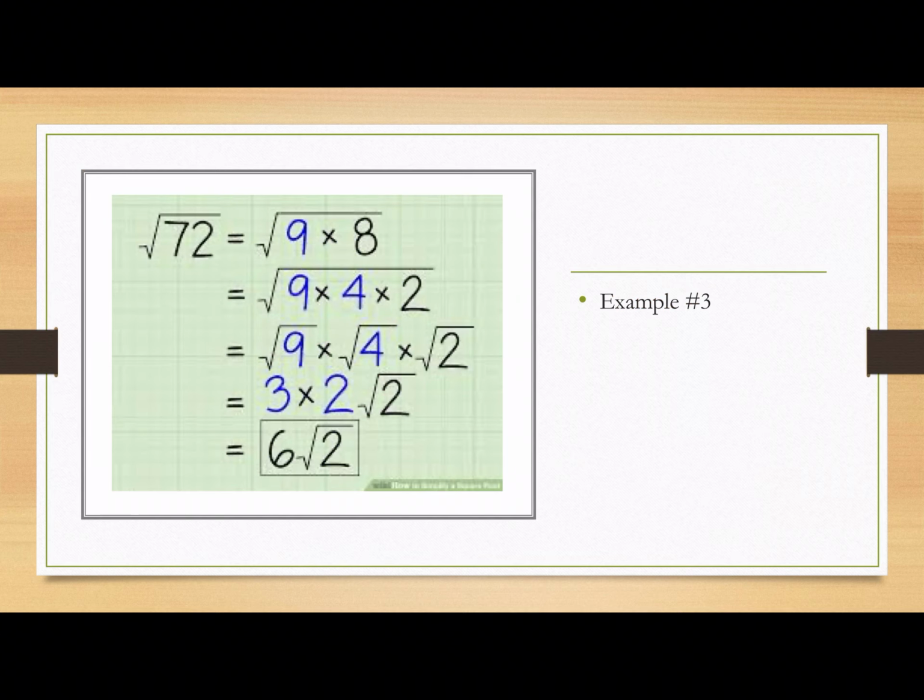Square root of 72 is equal to the square root of 9 times 8 equals the square root of 9 times 4 times 2, simplified to the square root of 9 times the square root of 4 times the square root of 2, and that is equal to 2 times 2 times 3 square root of 2, and that can be equal to 6 square root of 2.